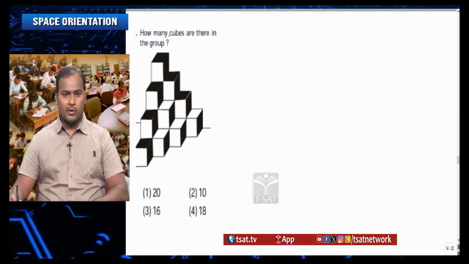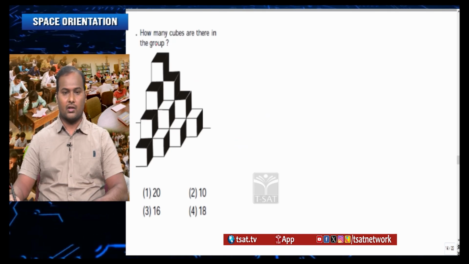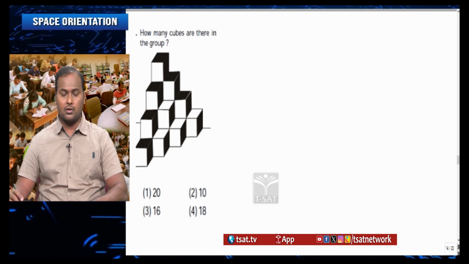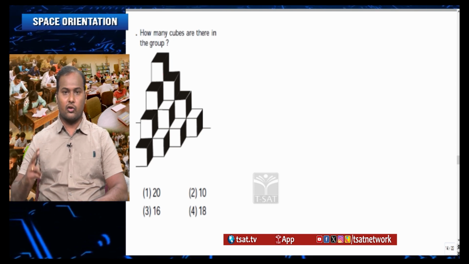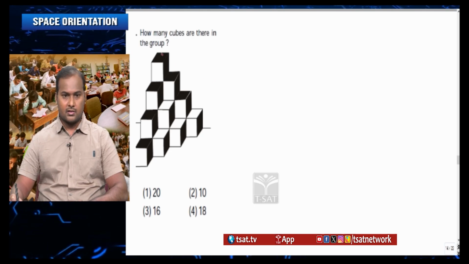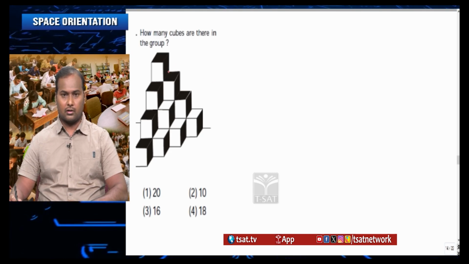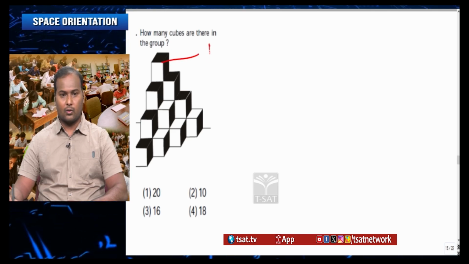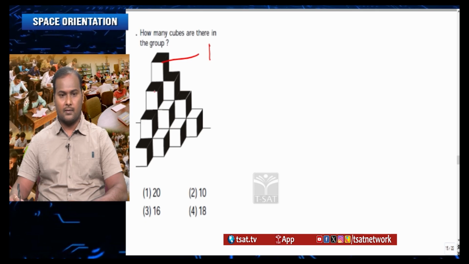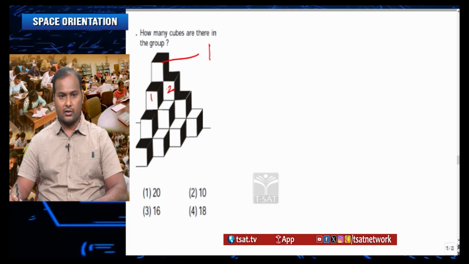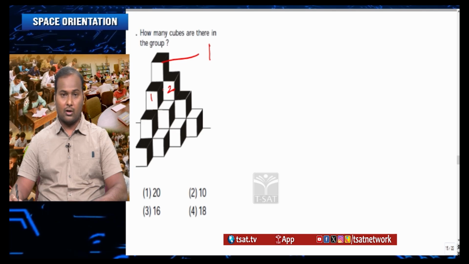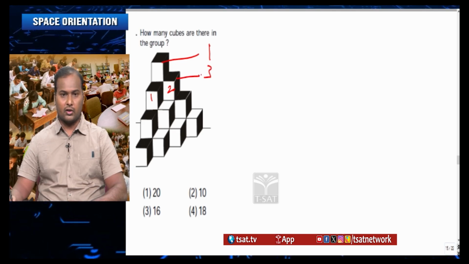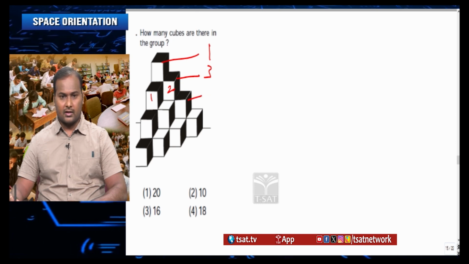In this question, how many cubes are there in the group? So you need to count. Here also, all the cubes are not visible for you. Some cubes are not visible, but we need to imagine the cubes that are not visible also. We try to count from top to bottom or bottom to top. For ease, I am counting from top to bottom. On top, how many cubes here? 1. See the next layer. In this layer, how many are there? This is 1 cube, this is the second cube. Below this 1 cube, you have one more cube that is not visible. So obviously here, 3 cubes are there.